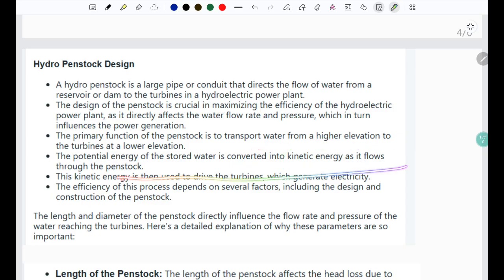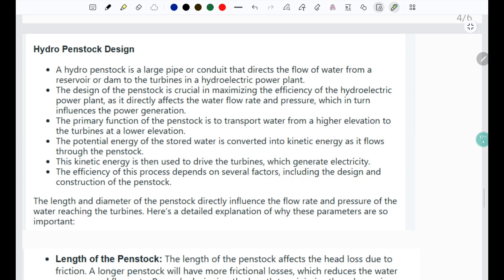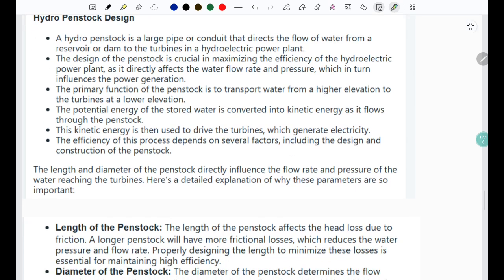This kinetic energy is used to drive the turbines, and its efficiency depends upon several factors, including the design of the penstock, which are its length and its diameter. Both of these factors directly influence its flow rate, that is discharge, and the pressure of the water reaching the turbines.